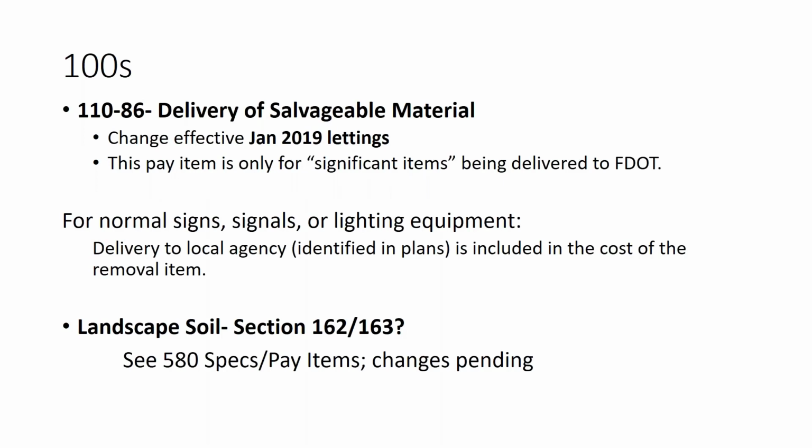Continuing on with some of the other items, 110-86 for delivery of salvageable material. We did create a change there that beginning in 2019, we would only use this pay item for significant items being delivered to DOT. Our normal delivery of signs, signals, or other lighting equipment would generally be included in the payment for the cost of the removal item. For landscape soil, section 162 or 163, we have some ongoing changes there, and please work with your district specifications office for the latest specification changes.